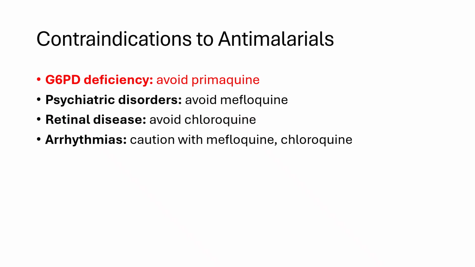Okay, so when choosing our antimalarials, we want to be sure we know our key contraindications. G6PD deficiency, we have to avoid Primaquine. Psychiatric disorders, we have to avoid Mefloquine due to the risk of anxiety, depression, psychosis. Retinal disease, avoid chloroquine. That can cause or worsen retinopathy. And for arrhythmias, we use caution with both Mefloquine and chloroquine as they can affect the cardiac conduction.